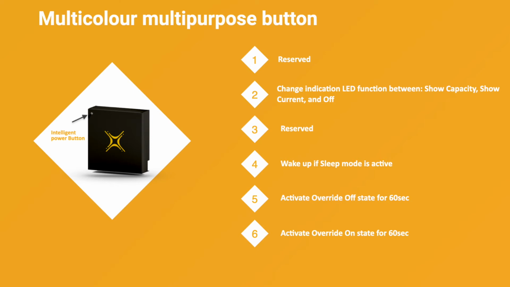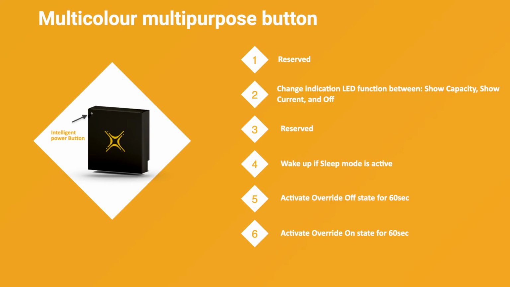Option 1 is reserved. Option 2, change indication LED between show capacity, show current and off. Option 3 is reserved. Option 4 is wake up if sleep mode is active. Option 5, activate override off state for 60 seconds. And option 6 is activate override on state for 60 seconds.